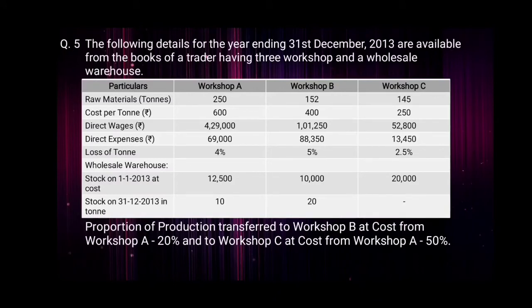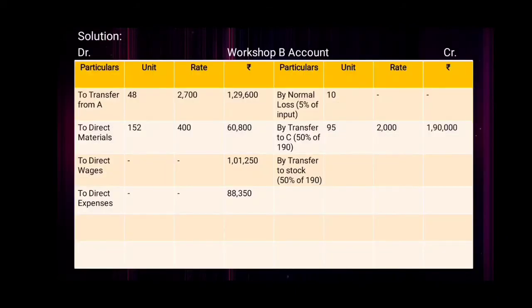So workshop A transfers output to workshop C at the rate of 50%. So the balancing 50% will be transferred to warehouse. By transfer to stock, 50% of 190, which will be 95, at the rate of rupees 2000, total amount being 1,90,000. Now let us take the total of both the sides. Unit is 200 and the total amount will be 3,80,000.